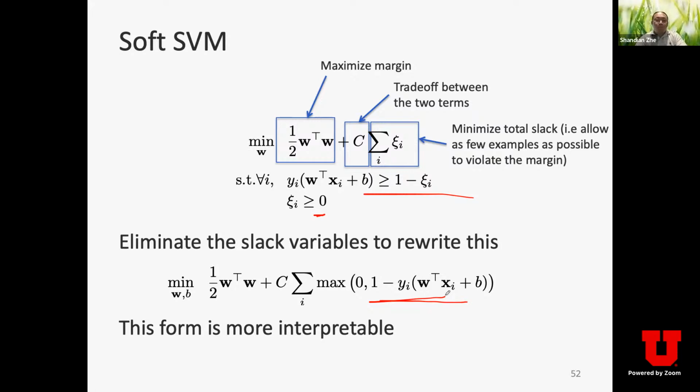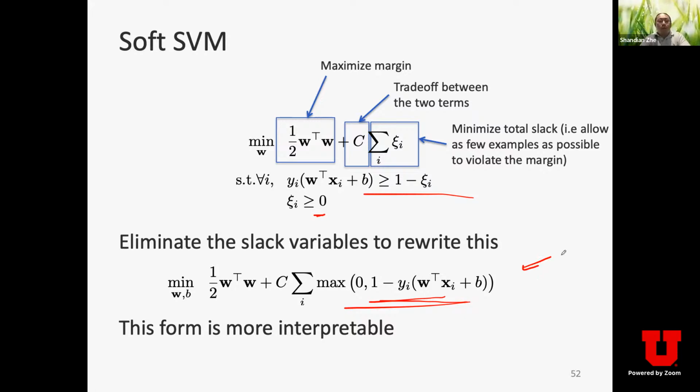So in this way, we actually eliminate all the constraints, and we also eliminate these additional variables ξi. Then we can apply standard optimization approaches like gradient descent and stochastic gradient descent, which we're going to discuss in the next step.